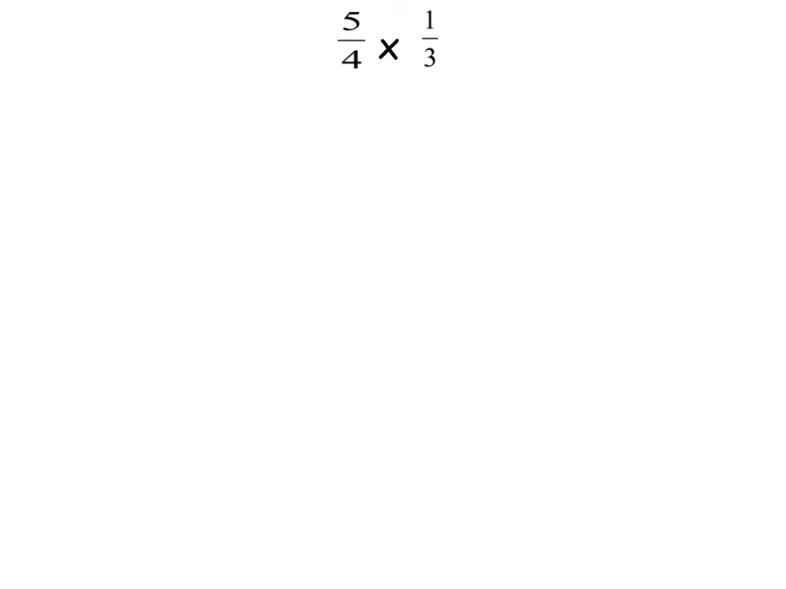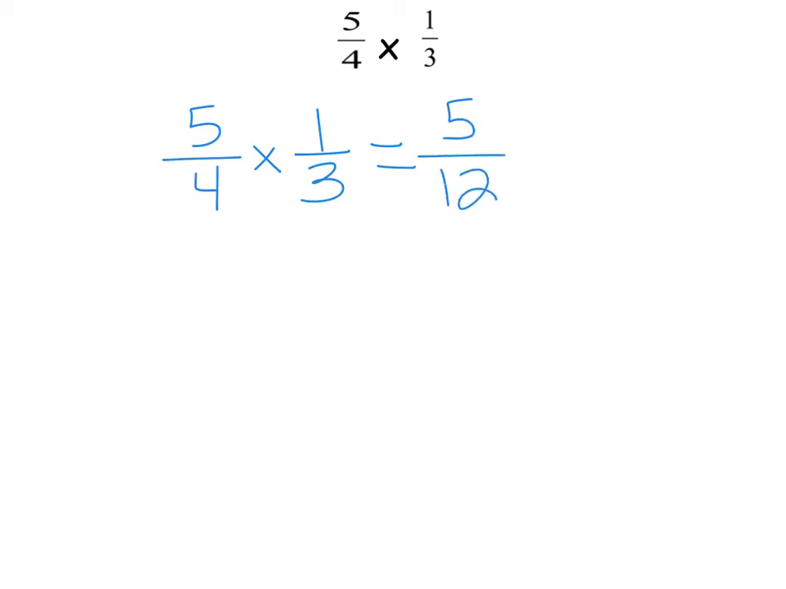5/4 times 1/3. Well, 5 times 1, my numerator is 5. 4 times 3, my denominator is 12. Is there any factor that 5 and 12 are both divisible by? Nope. So 5/12 is my final answer. No simplifying needed.